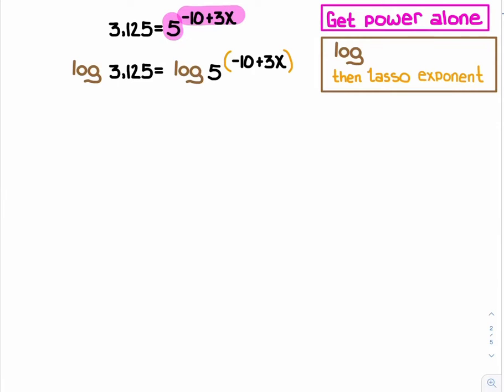I call it log and lasso because I think of it like a cowboy sitting there riding a log, and then he throws his lasso up there to the exponent and yanks it to the front. So I took the log and then I'm lassoing that exponent to the front.